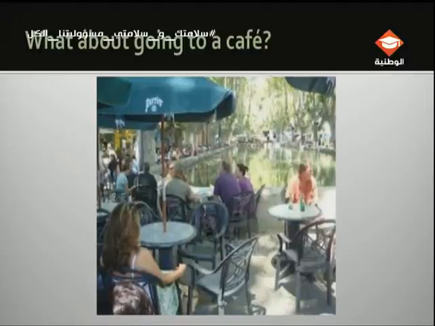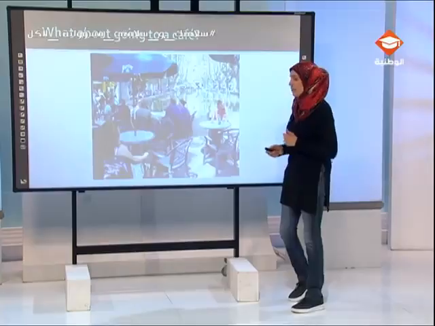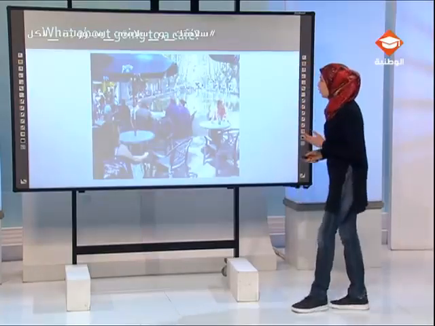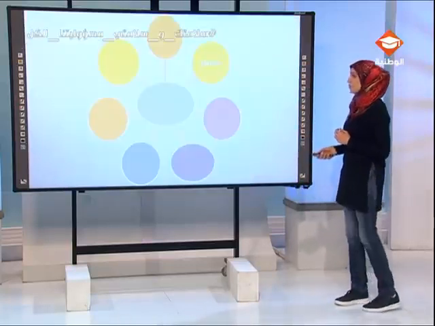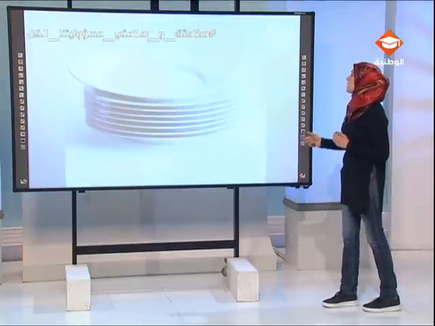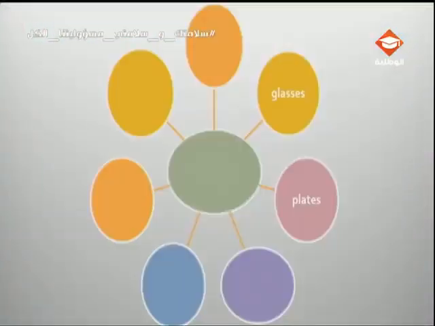So a cafe or a restaurant are two places where we can have fun with our friends and our family members. To understand more about those places, we have a list of vocabulary and elements related to them. So we cannot find a cafe or a restaurant without glasses. Of course, we need glasses to drink. Plates is the second word.